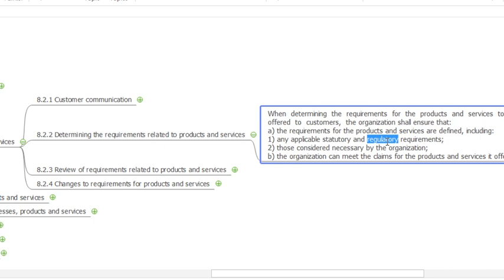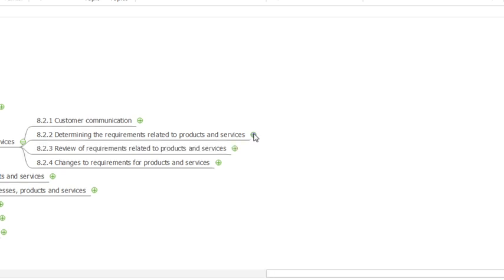What we are delivering to the customer, products and services, what is the requirement? What is the transportation requirement? What is the shipping requirement? What is the excise duty or any inspection requirement? Those considered necessary by the organization should be identified and taken into consideration, so the organization can meet the claims for the products and services it offers. So this we have to decide and determine.